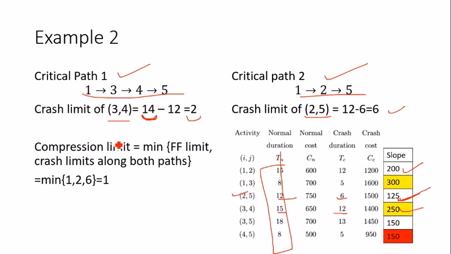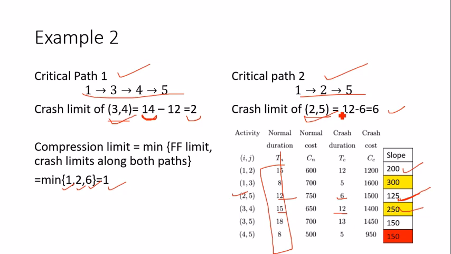So now the compression limit has to be the minimum of FF limit and the crash limit, but because now we have two paths, there are two crash limits. So overall compression limit is going to be minimum of FF limit and the crash limits along both the paths. So FF limit, which we just saw, was 1. One crash limit is 2, another crash limit is 6, so the minimum is 1. So that means you have to do 1 day reduction, and you have to crash both the activities 3 to 4 as well as 2 to 5. So crashing each of these activities by 1 day will lead to overall reduction of 1 day.